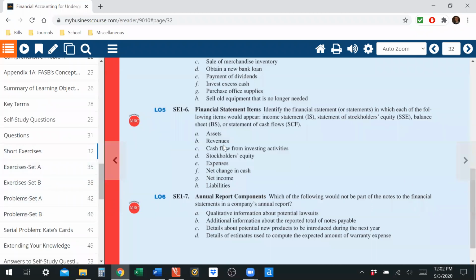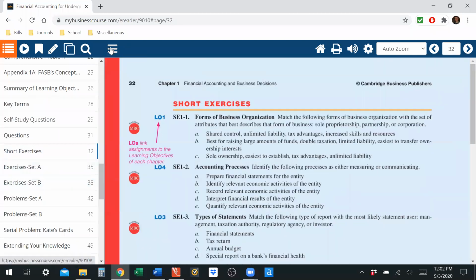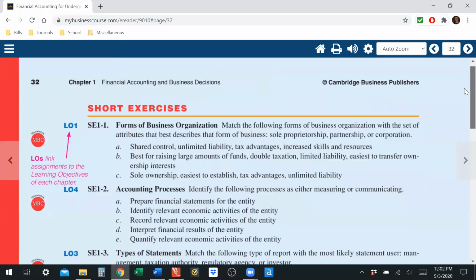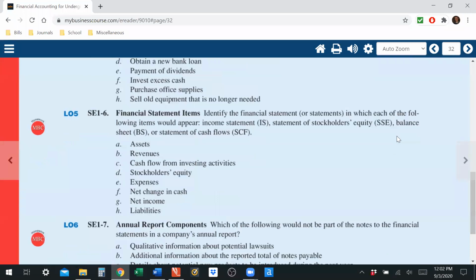All right, SE16. Let's get rid of this, make this full screen here. Which financial statement would each of these items appear on? There are 4 different financial statements we told you about last time. There's the balance sheet, the income statement. In order, you prepare the income statement, then the statement of stockholders' equity, then the balance sheet, then the statement of cash flows.